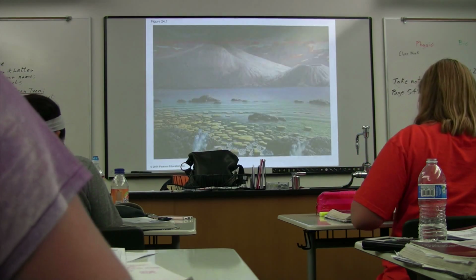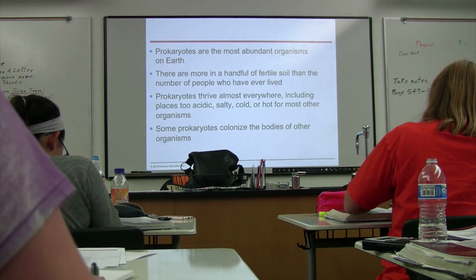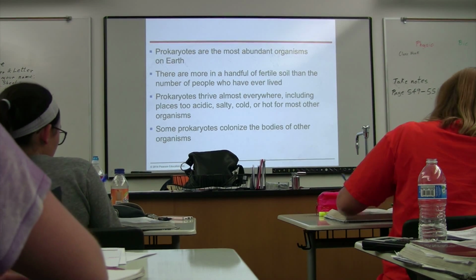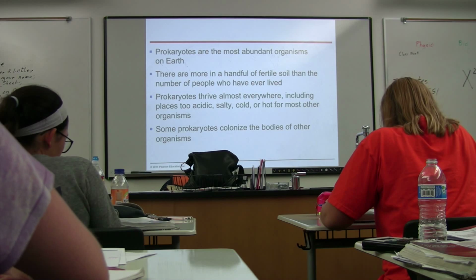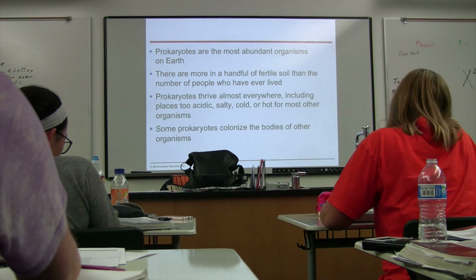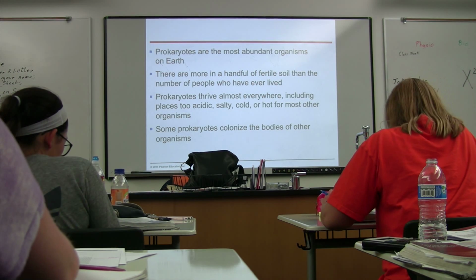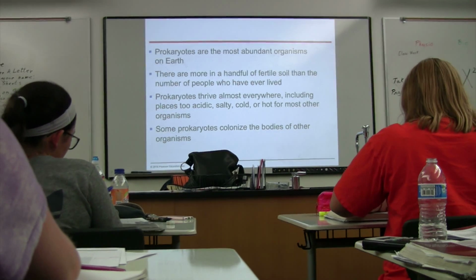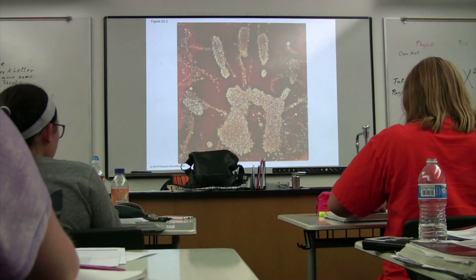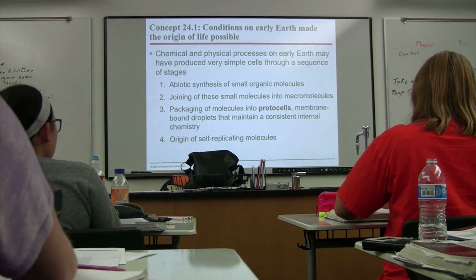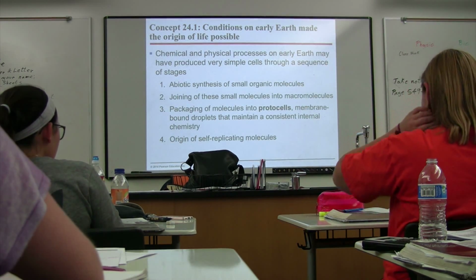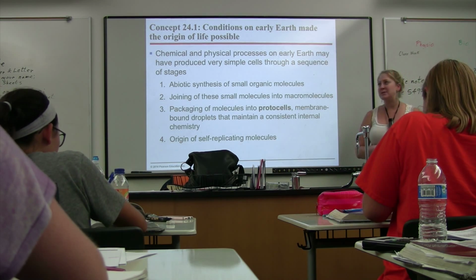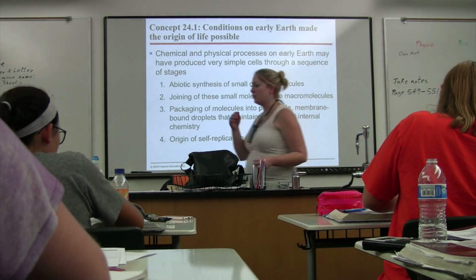So the main thing that I want to talk about is that they're very incredibly abundant on Earth. And they're almost everywhere. Places that are too acidic, or too salty, or too hot, or too cold. Places like hydrothermal vents, or at the base of volcanoes, and stuff like that. But I do care that you know this. The chemical and physical processes of early Earth. So this is really the main idea of how life came to be. And that's what this chapter kind of orients around.